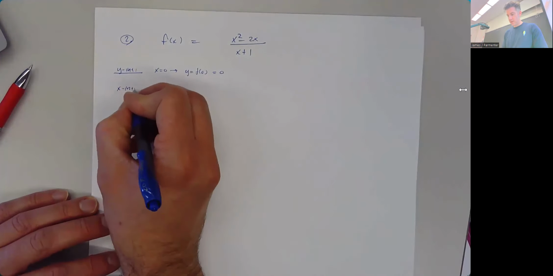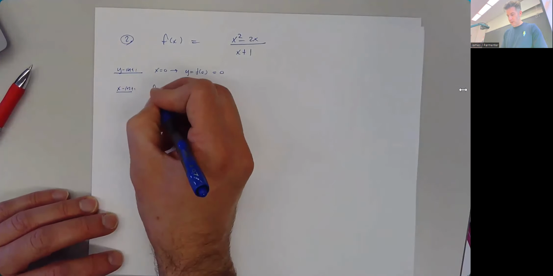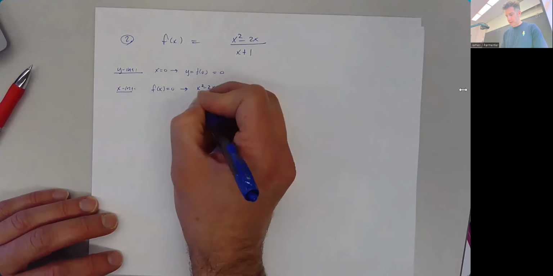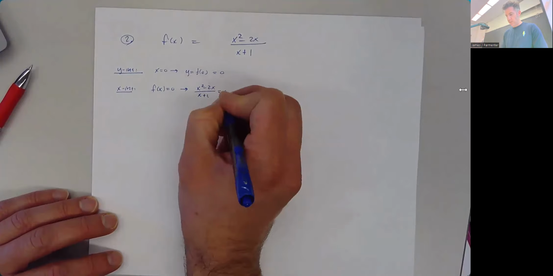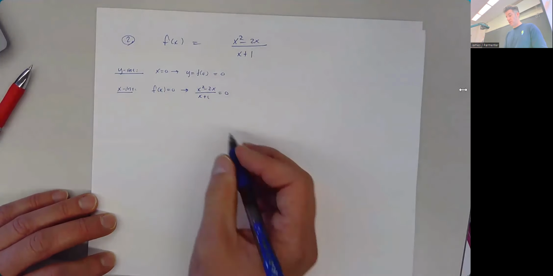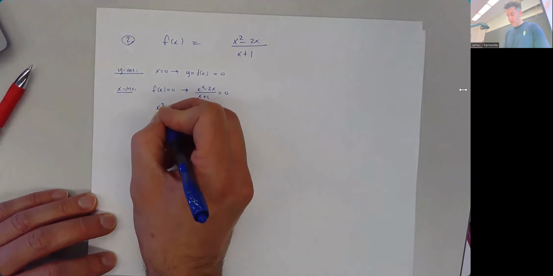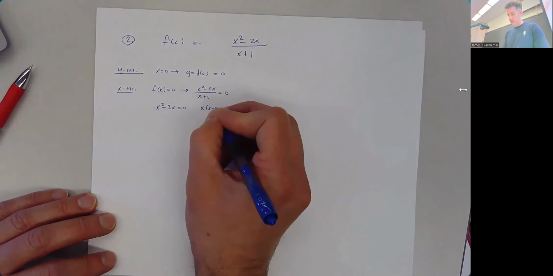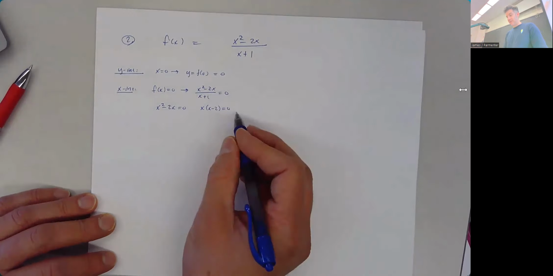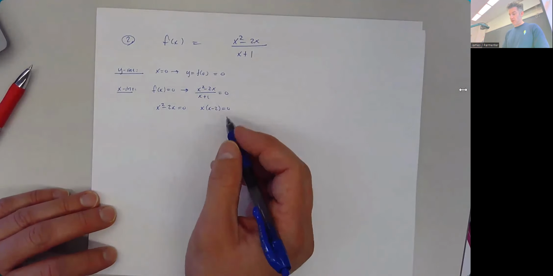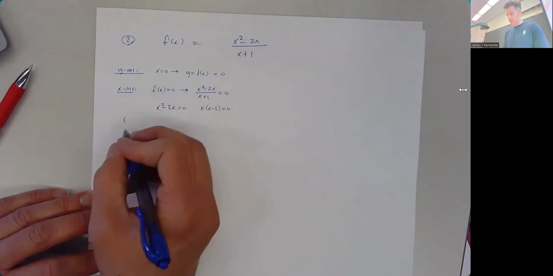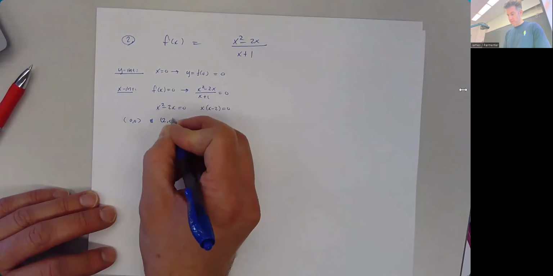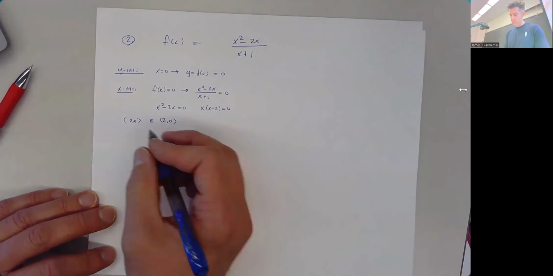X-intercept: set the function equal to 0. So you're going to set x squared minus 2x over x plus 1 equal to 0. But we know that when we're setting a rational function equal to 0, we're really just setting the top equal to 0. And we factor out an x. So we get x times x minus 2 equals 0, which means our x-intercepts are (0, 0) and (2, 0). Or x equals 0 and x equals 2.